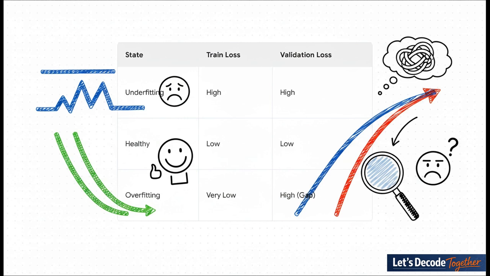Now, if both of these metrics are high and flat, your model is underfitting. If both are nicely dropping and staying low, you're healthy. But here's the crucial diagnosis. If your validation loss starts to separate and climb higher while your training loss just keeps dropping to near zero, bingo, you've discovered overfitting. That widening gap, that's the exact moment your model stopped learning and just started memorizing.